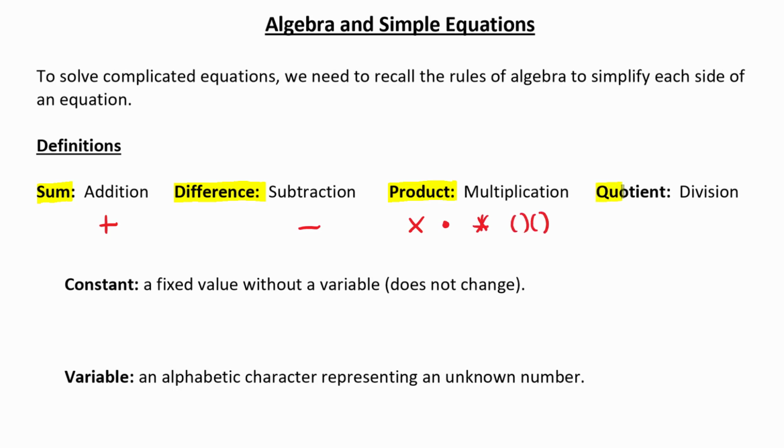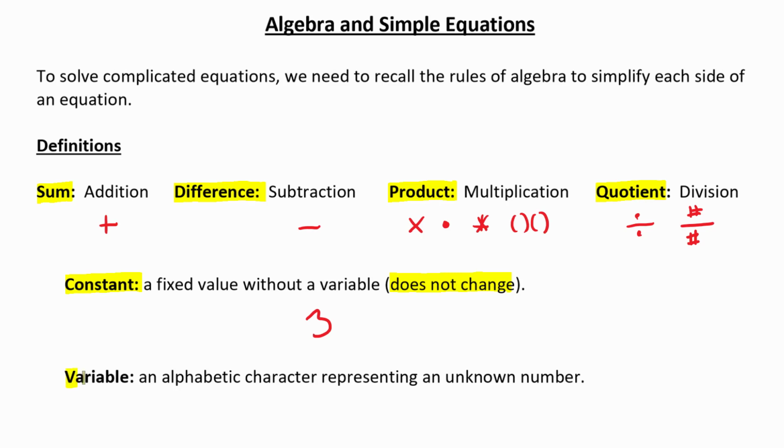We also have the term quotient. This means division. You can also represent this as a number over another number as a fraction. We have a constant. This is a fixed value. It does not change. So for instance, if I had the number 3 in an equation, this value doesn't change. It's always going to be 3 regardless of what the variables are.